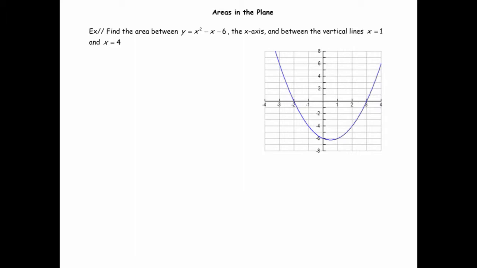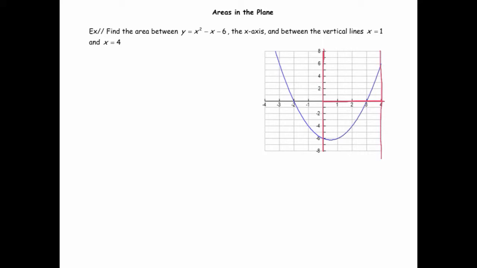So this says to find the area between y equals x squared minus x minus 6, which is pictured here, the x-axis, and between the vertical lines x equals 1 and x equals 4. So I'm going to put those vertical lines in. Now, the way this is worded, we're really not even finding the area between two curves necessarily. I guess the x-axis, you could call that a curve. But it's a good start just so we can get used to what we've been doing all along.